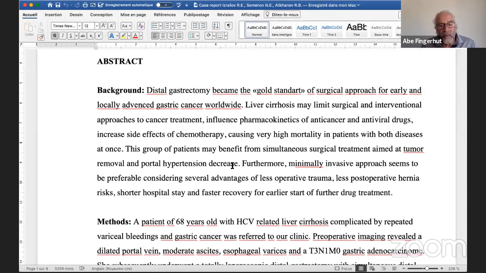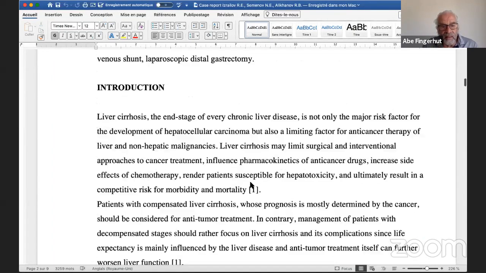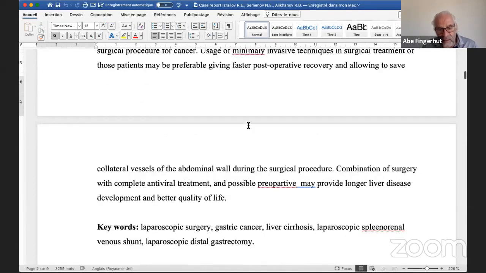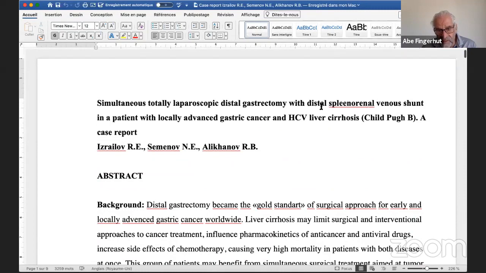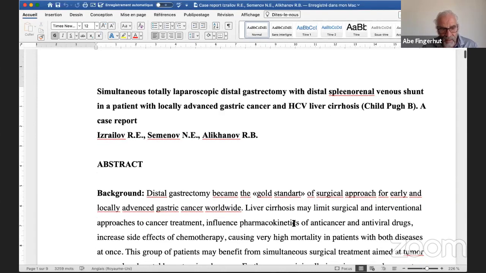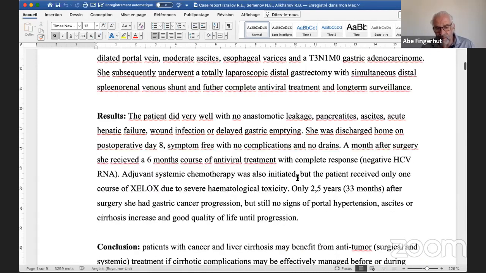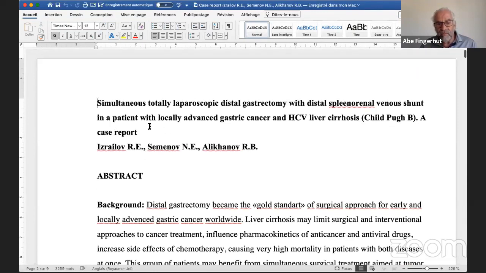Yeah. So let's take a look at just the introduction. The title, once again, is first distal gastrectomy for the cancer, and then splenorenal venous shunt in the patient with cancer and cirrhosis. The introduction starts out with cirrhosis. No, your introduction has to start out with cancer, or distal gastrectomy being the gold standard for cancer. You should always have the same chronological order. If you want to talk about cirrhosis first in the introduction, then you have to talk about cirrhosis first in the title, which is not the main point here.